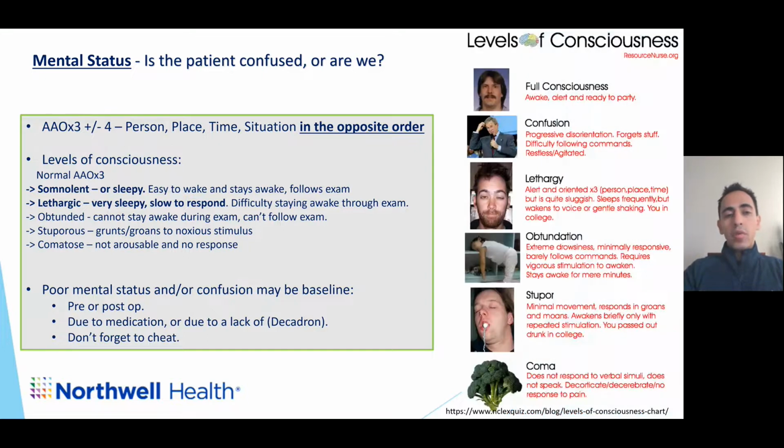The other 3, obtundation, stupor, and coma, are really more profound neurological exam changes, and something we'd want to know about as soon as possible. The obtunded patient typically really can't stay awake through your exam at all. They constantly just sort of fall asleep. You have to really poke them to get through the exam. And the stuporous patient just grunts and groans. And then, of course, coma's coma. So these are very different, significant pathologies, whereas the first 2 can be a little bit of a soft call.